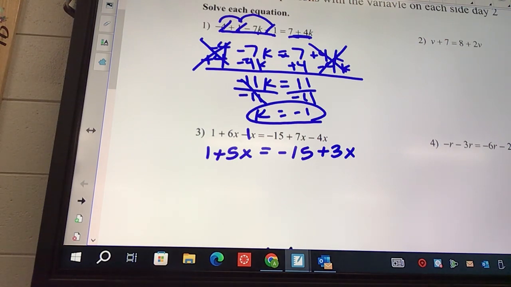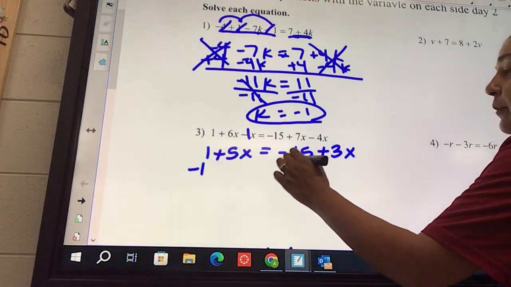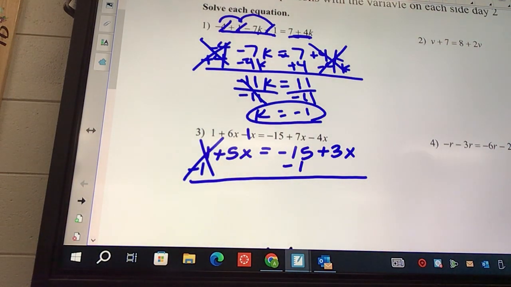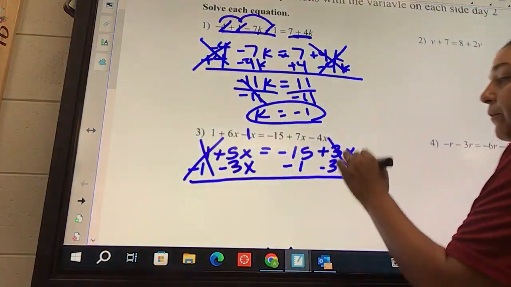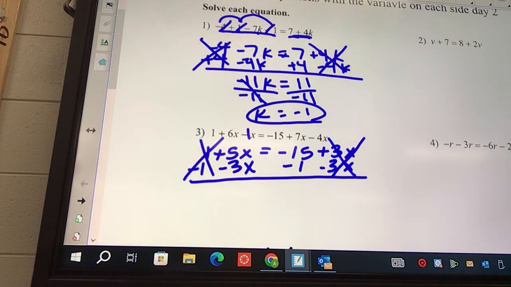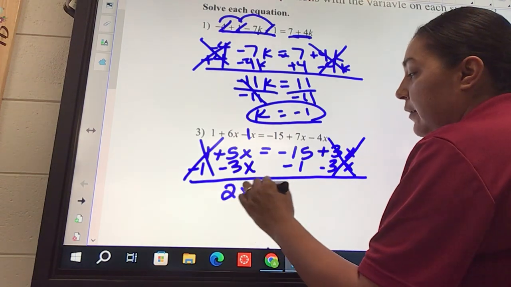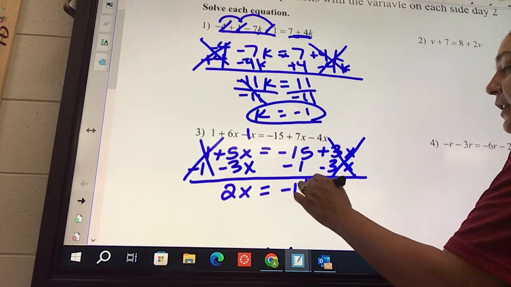Okay, so now we have 2 pieces on one side, 2 pieces on the other side. So what needs moved? The 1 definitely needs moved, and what are we going to put that under? Under the 15, perfect. What else needs moved? The 3x. So we're going to say minus 3x, minus 3x. So 5 minus 3 gives me 2x. And then negative 15 minus 1 is negative 16.